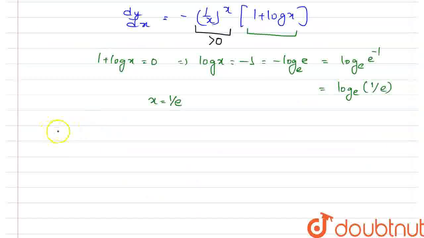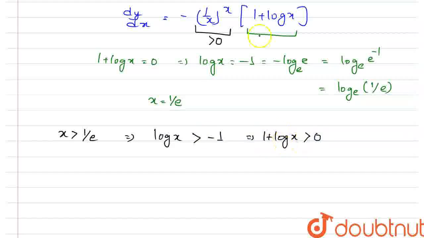Now we will analyze our dy by dx in and around x equals 1 by e. Now for values of x greater than 1 by e, taking log on both sides with the base e, we will have log x greater than minus 1, and so 1 plus log x will be greater than 0. And if 1 plus log x is greater than 0, and here we have a negative sign and this is also greater than 0, dy by dx will be less than 0.